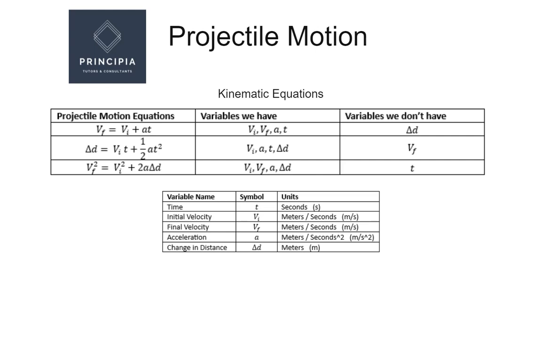Today I'll be showing you an example on how to use the kinematic equations to help solve projectile motion problems. First of all, what is projectile motion? Projectile motion is the type of motion that objects thrown experience and are affected by gravity over time.